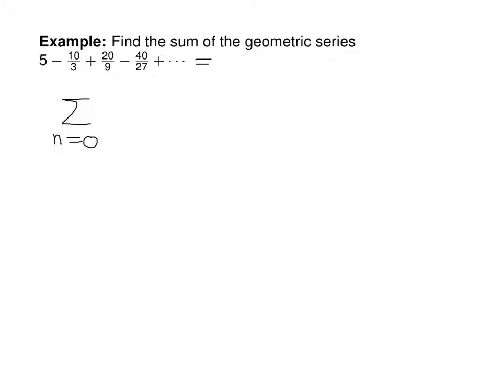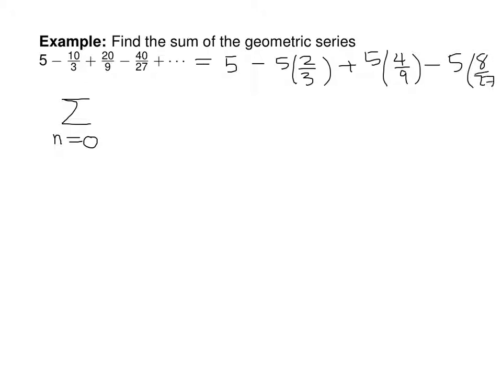So first of all, let's take out those 5s. We'll have 5 minus 5 times 2/3 plus 5 times 4/9 minus 5 times 8/27. And if you look at it that way, it's a little bit easier to see the pattern, to see how in the first term we have 2/3 to the 0, i.e. 1, 2/3 to the first, 2/3 to the second. So the a is 5 times negative 2/3 to the n.